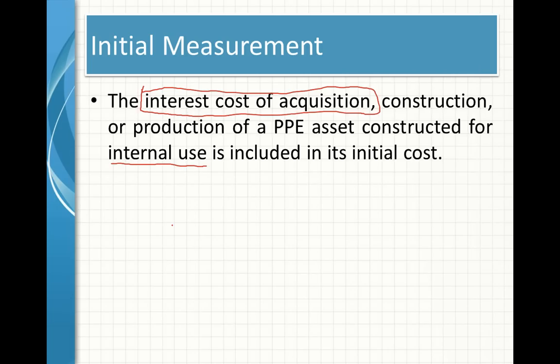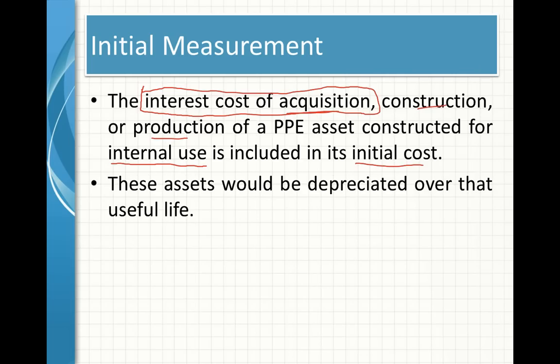The condition is very important. Internal use. So there may be an MCQ based on this. If you purchase the asset by taking a loan and the asset is to be sold, interest is not to be capitalized. Interest is not to be added to the asset. So the condition is the interest is to be paid on acquisition, construction, or production of an asset. An asset must be used for only internal use.